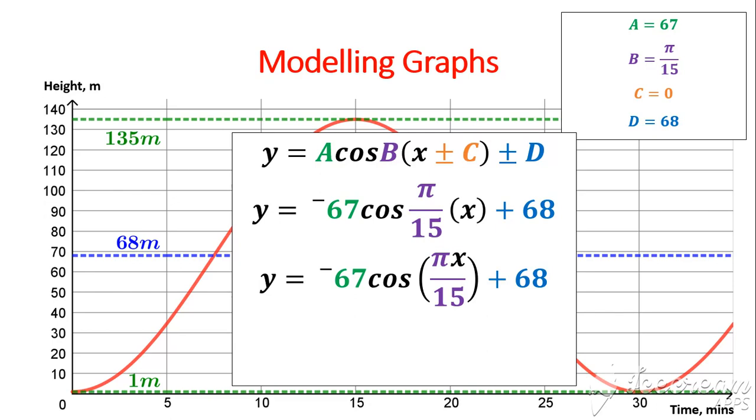Now the last thing we're going to do, because we're talking about height and time instead of y and x, we're going to replace the y with height, and the x with t for time. So our model is h is equal to negative 67 cosine bracket pi t over 15 plus 68.